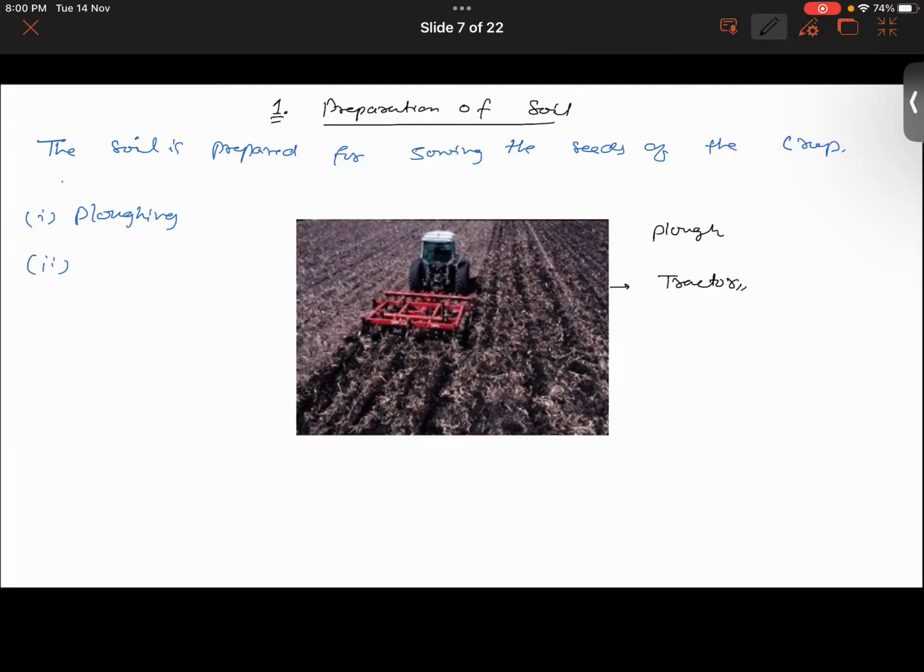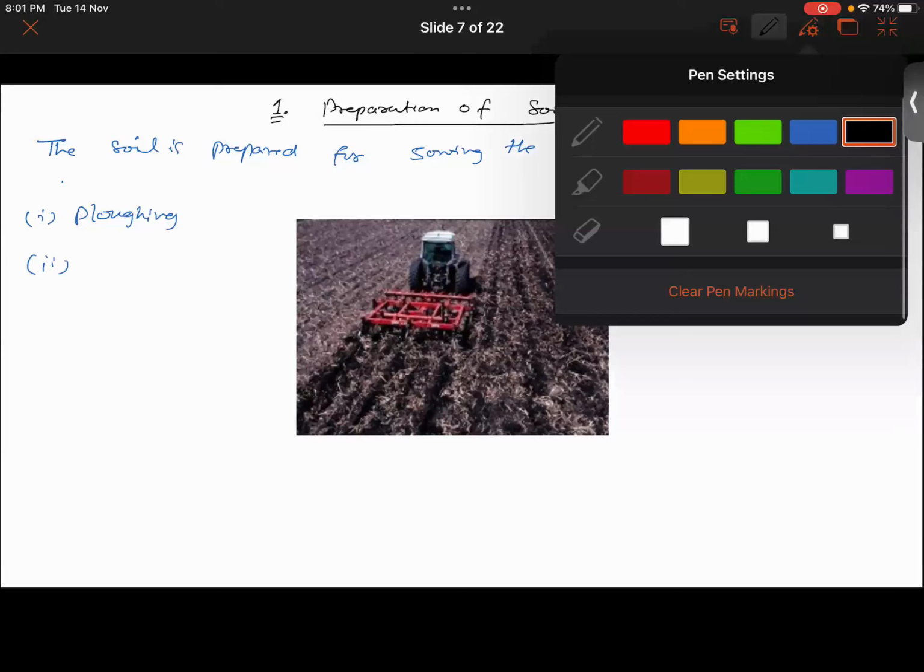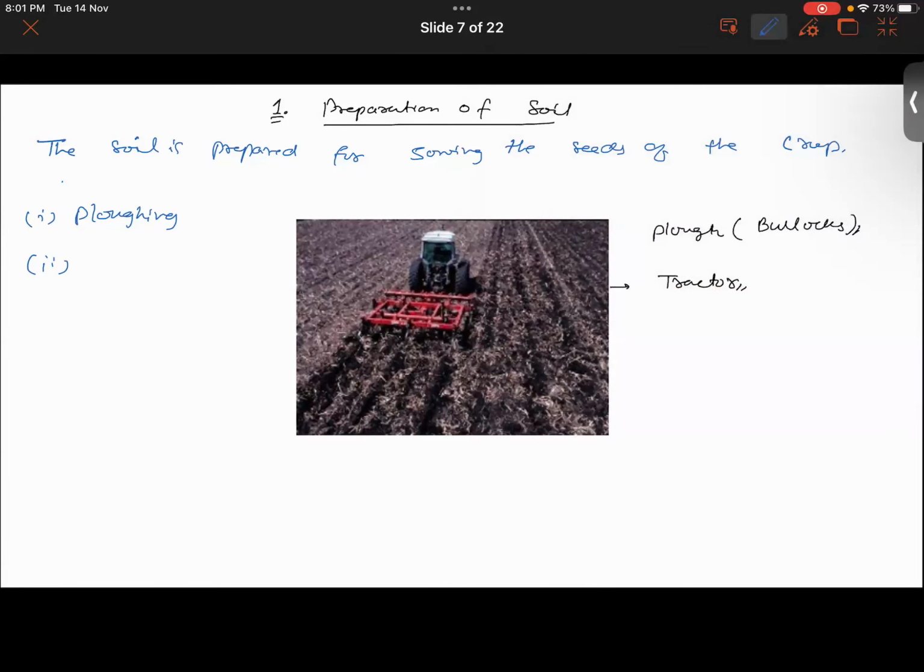As you can see in this image here. In ploughing, we use bullocks. The bulls basically pull a plough in the land, thereby helping in loosening the soil. The soil is thus prepared for sowing the seeds of the crop. So the first step here in the preparation of soil will be ploughing. After that, anyone tell me what is next to be done? In fact, in the previous class, I also told. Usage of fertilizer to loosen the soil.